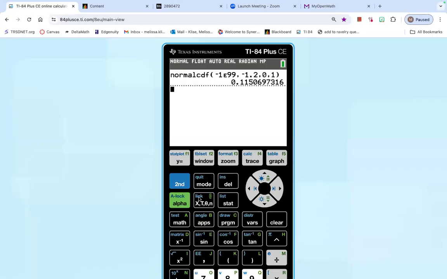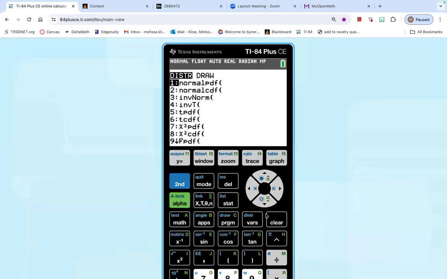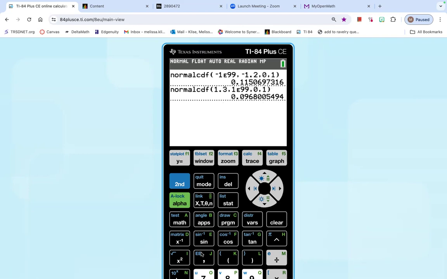Second vars. Come on, calculator, be nice. Normal CDF. My lower value is going to be 1.3 because that's my lower bound. I'm looking for a greater than, so I'm going to use positive 1E99. So positive 1, second comma, 99. Because I'm going greater than, it's 1.3 to infinity. So my upper is 1E99. And keep your 0 and your 1. Make sure you get 0.0968.